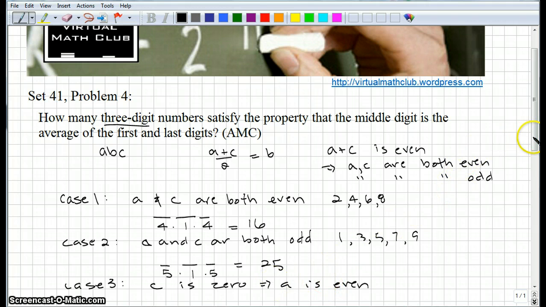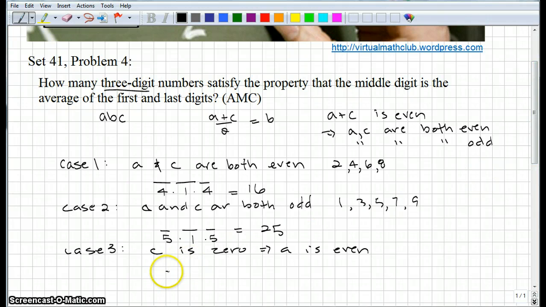Alright, so let's take a look at those same 3 digits. And so for the first number, that can't be 0, otherwise it won't be a 3-digit number. So we have 4 choices for the first digit. You know, it has to be even, so it's 2, 4, 6, or 8. The last digit, we're just saying that it's 0, so there's 1 choice for that. And then there's 1 choice for the middle digit because it's going to be determined by the average. So there are going to be 4 cases where C is 0 and A is even.